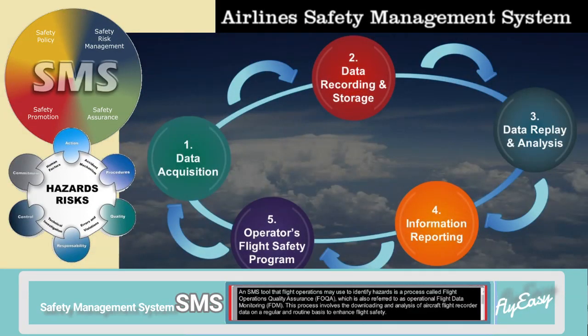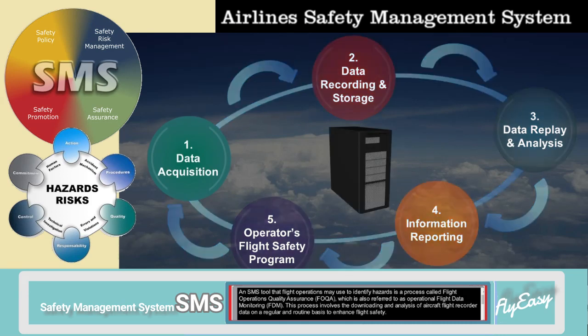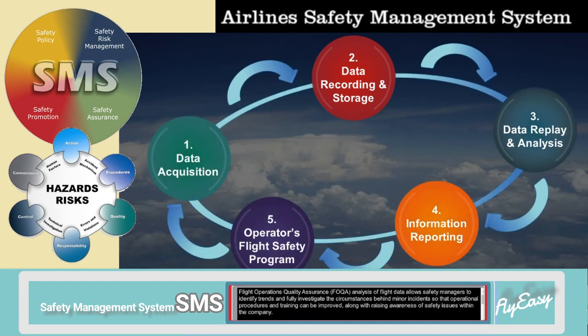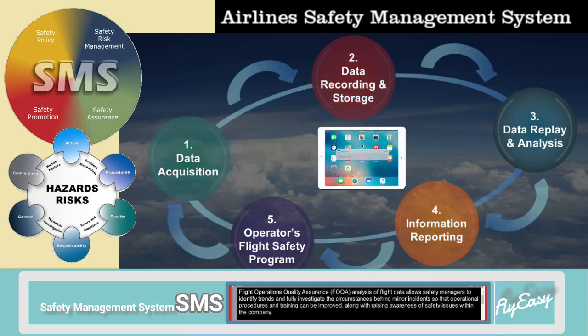An SMS tool that flight operations may use to identify hazards is a process called Flight Operations Quality Assurance, FOQA, which is also referred to as Operational Flight Data Monitoring, FDM. This process involves the downloading and analysis of aircraft flight recorder data on a regular and routine basis to enhance flight safety. FOQA analysis of flight data allows safety managers to identify trends and fully investigate the circumstances behind minor incidents so that operational procedures and training can be improved, along with raising awareness of safety issues within the company.